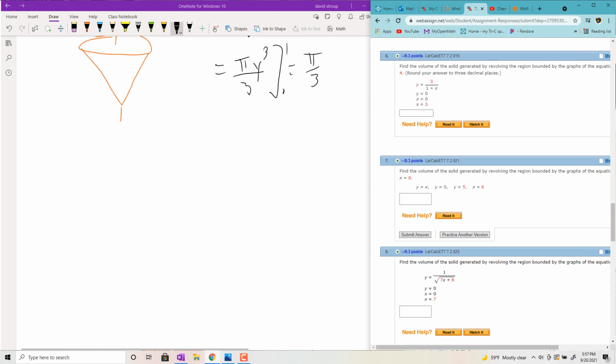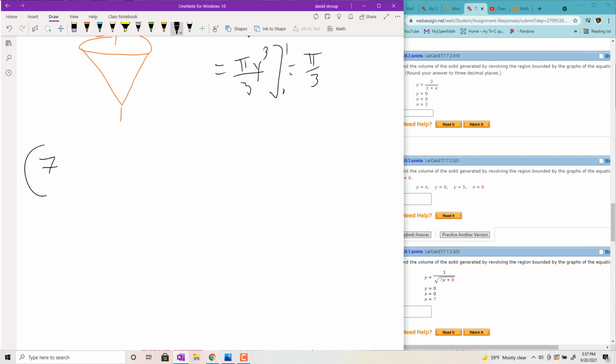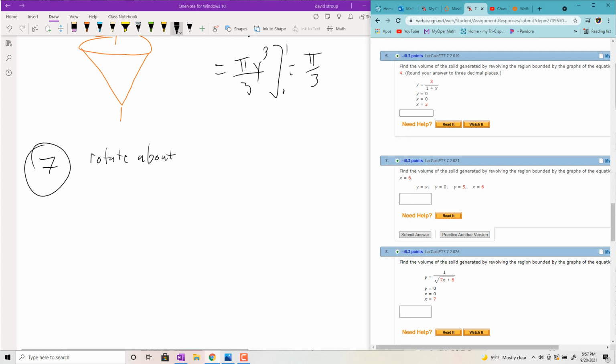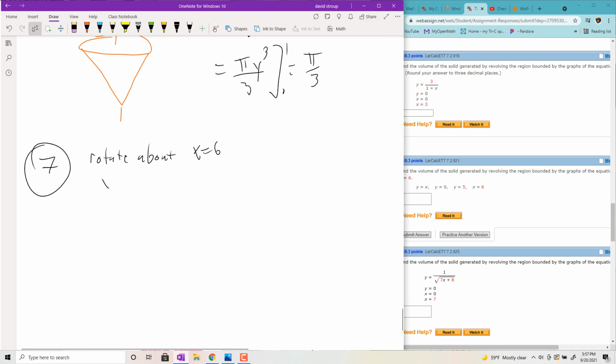Okay. So number 7. And the volume of the region generated by revolving the region bounded by the graphs of the equations about the line x equals 6. So rotate about, I think it said x equals 6. Yeah. X equals 6. We have y equals x, y equals 0.